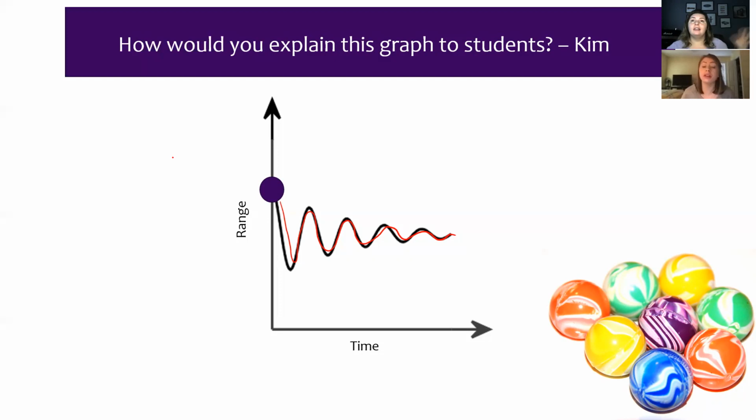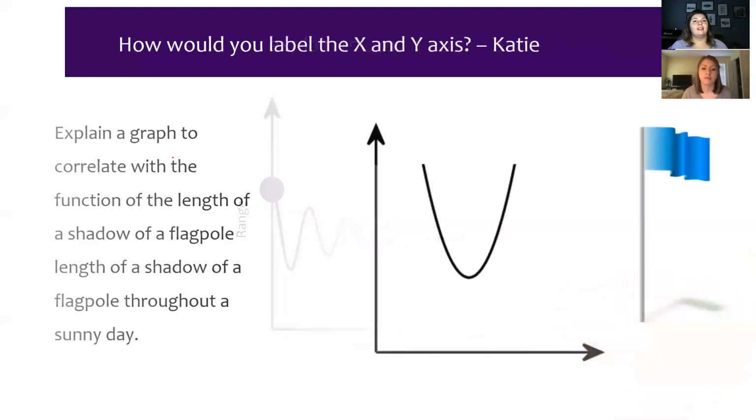That would be a great way to get them to visualize it, because graphs aren't always as easy to understand for us as adults. I think kids love visualization and love to see things actually happen in motion. Absolutely. Well, jumping on to the next one: how would you label this X and Y axis pertaining to the scenario?